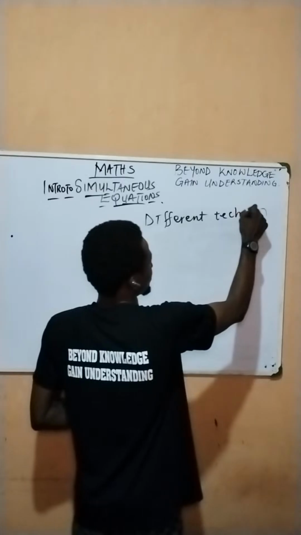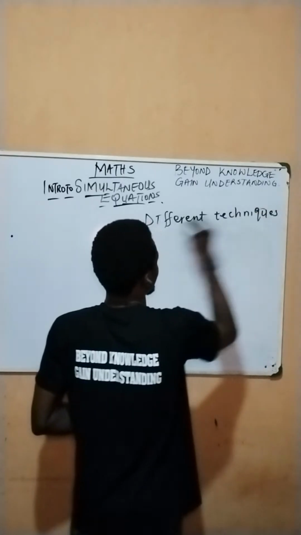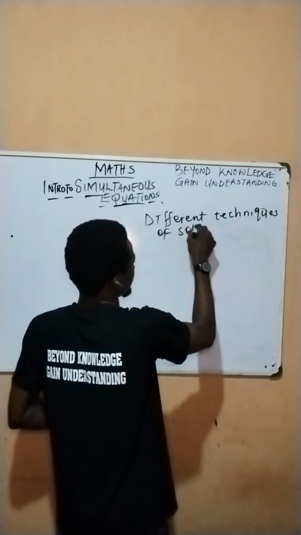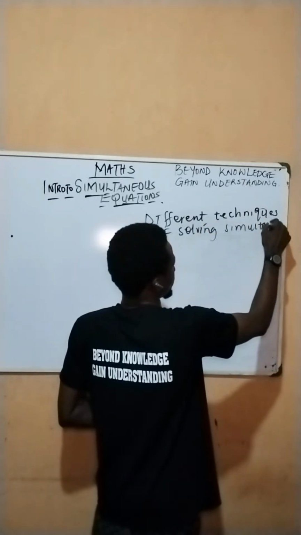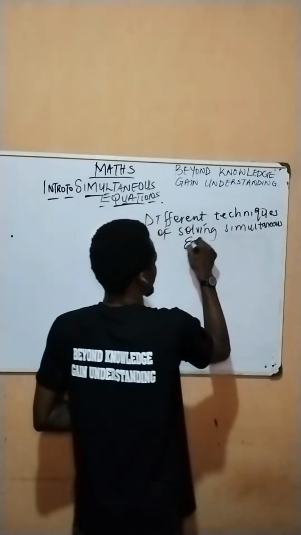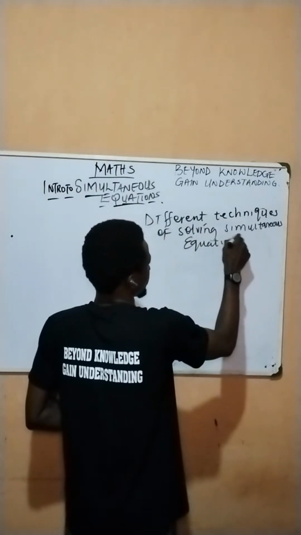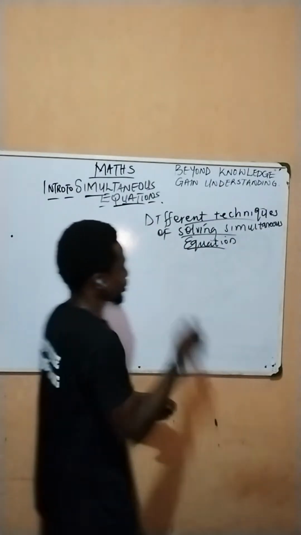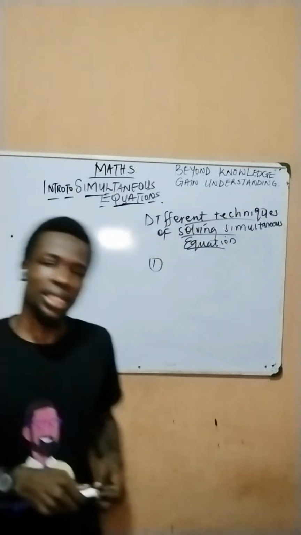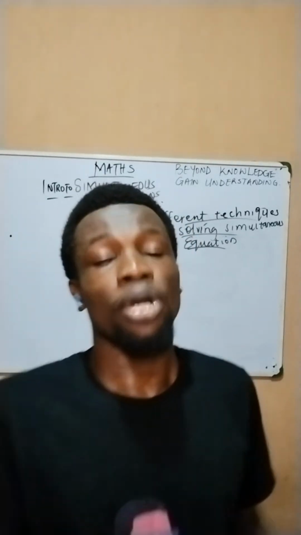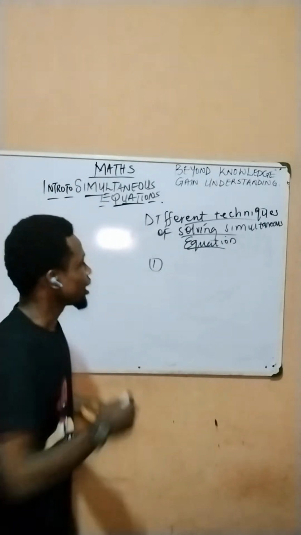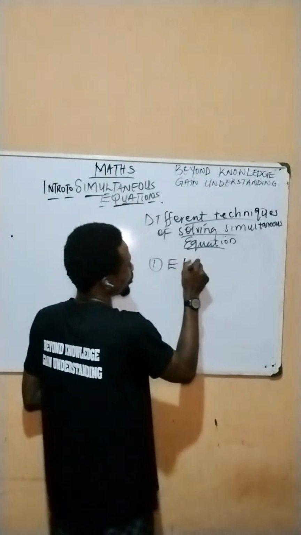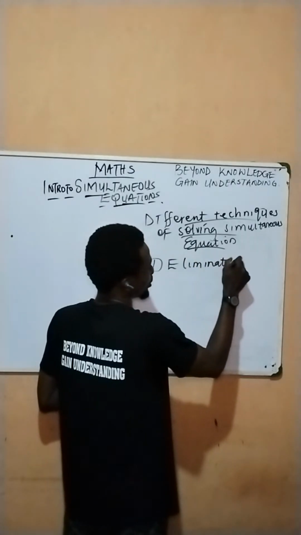Different techniques of solving simultaneous equation. Now, there are basically about 3 techniques or more, but the one that is very rampant that we use often is what is known as the elimination method, which we are going to be seeing shortly.